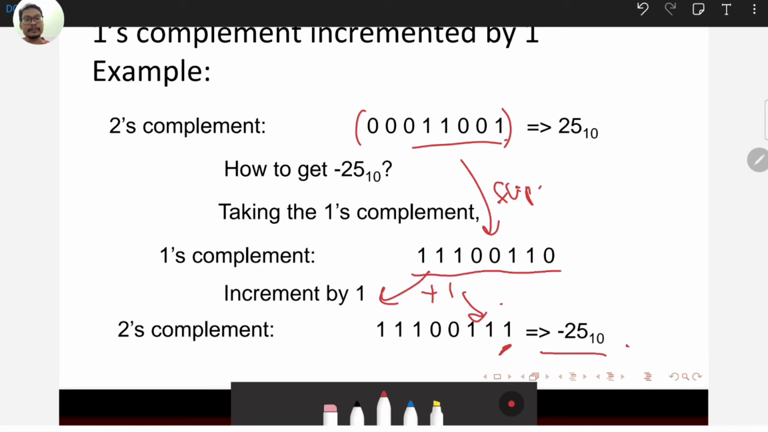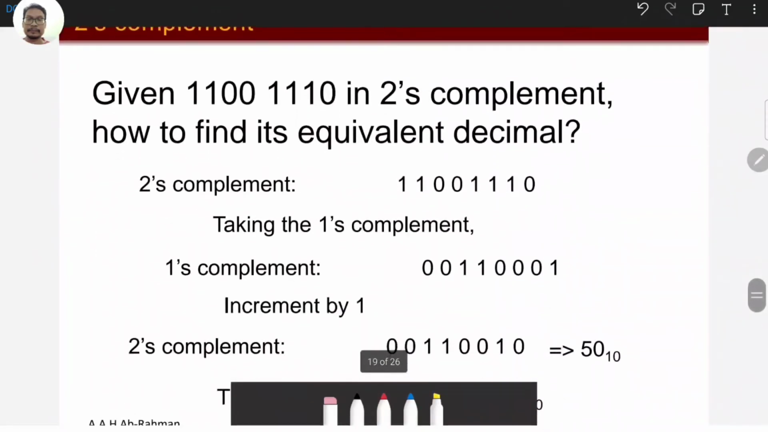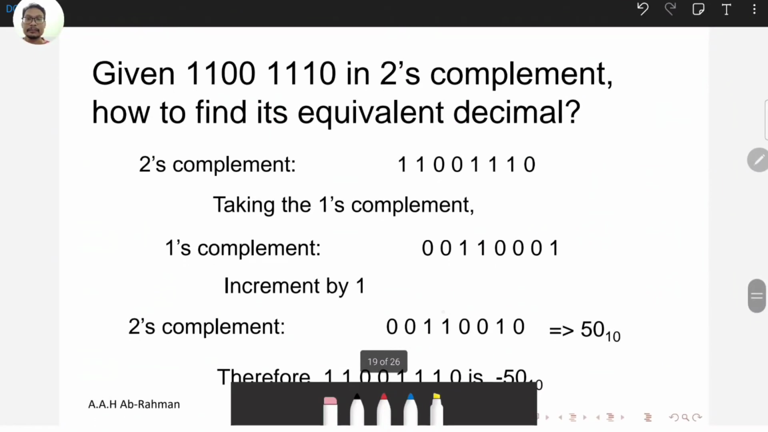So remember that in 1's complement, negative 25 is given by this binary, and in 2's complement, negative 25 is given by this binary. So it's a different binary between 1's and 2's complement. Okay, let's have a look at more examples here.